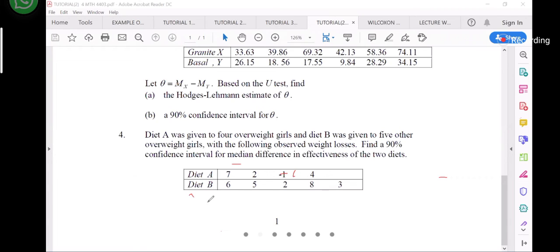But whatever it is, you have to mention that you have a 90% confidence interval for the median difference in effectiveness of diet A minus B. If you write like this, because the effectiveness of the two diets can be A minus B or B minus A, you have to mention in your answer the effectiveness of diet A minus diet B, or if you choose B minus A, B minus A.